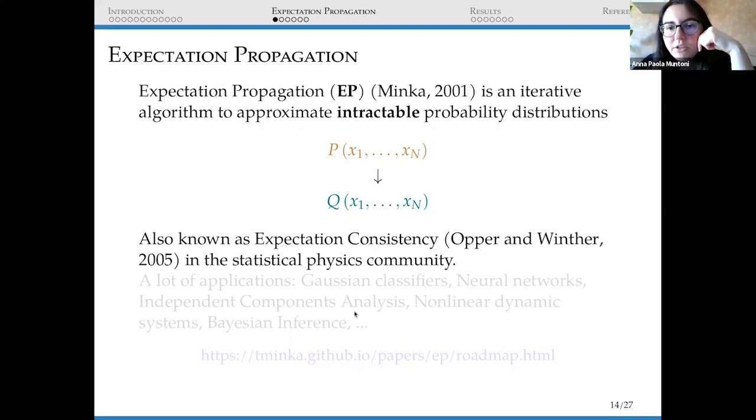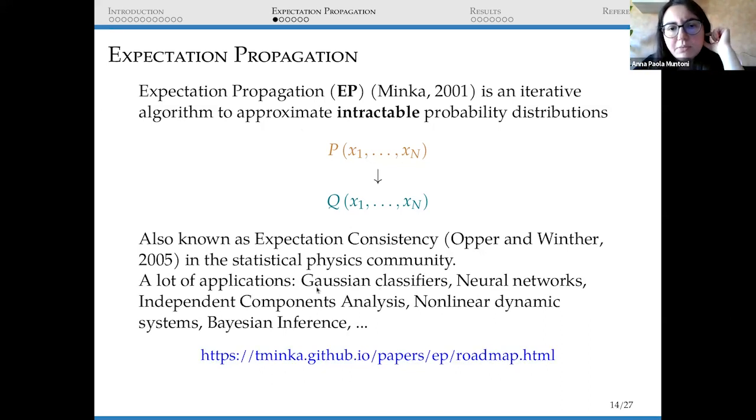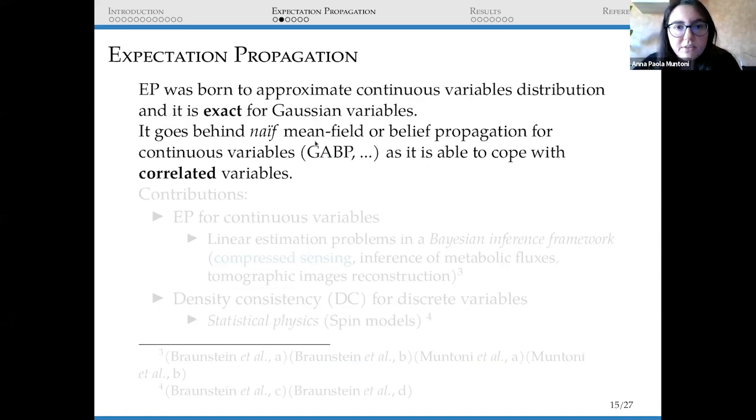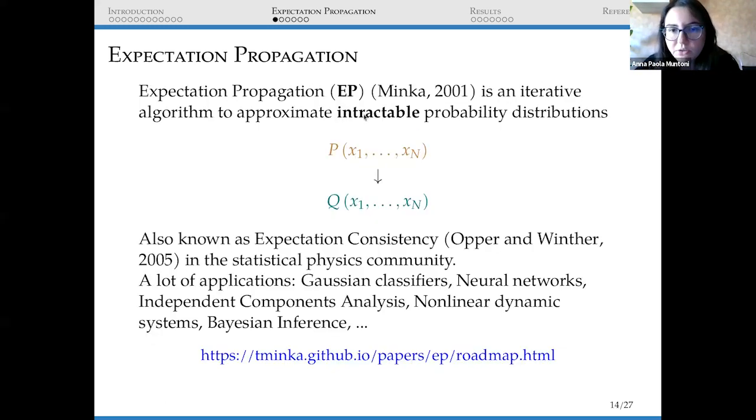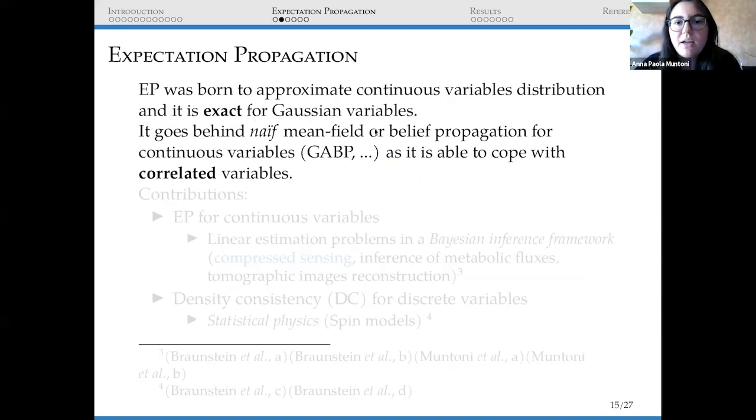There are a lot of applications of these techniques to a lot of problems. This is a small list, but here you can see a website where these applications are all stored and collected, if you are curious and want to look at it. In general, the approximation that we will introduce here is Gaussian. So this Q will be a multivariate Gaussian distribution, and of course it will be exact if the original variables, in this case the signal X that you want to retrieve, are distributed according to a Gaussian distribution.